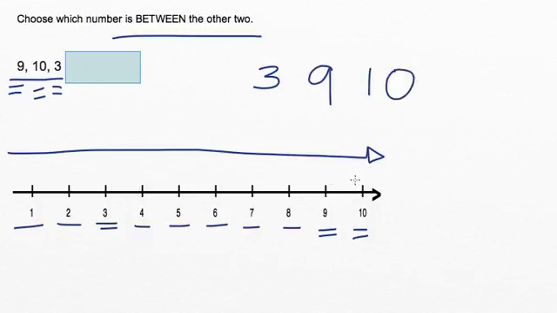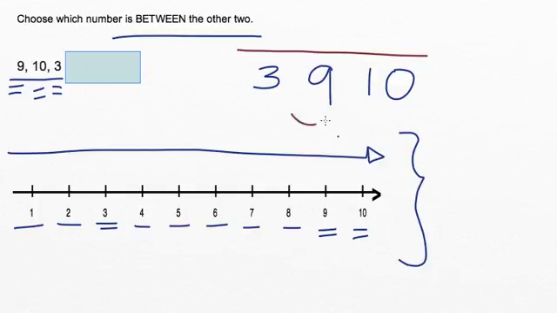So what do we notice? 3, 9, and 10. That is the correct order according to our number line. And we can always check our number line if we have any questions in terms of what is the correct order of these numbers. So by looking at this order of 3, 9, and 10, we should figure out that 9 is in between 3 and 10. So the correct answer here is 9.